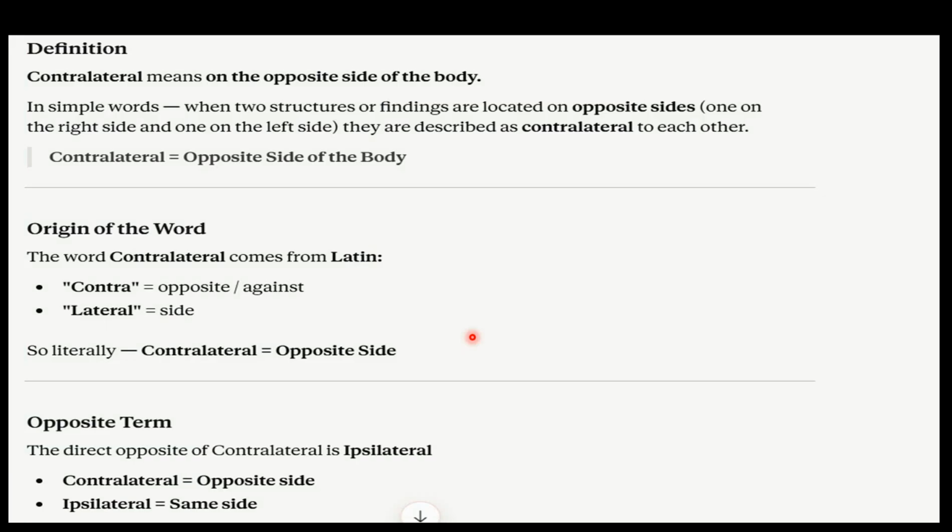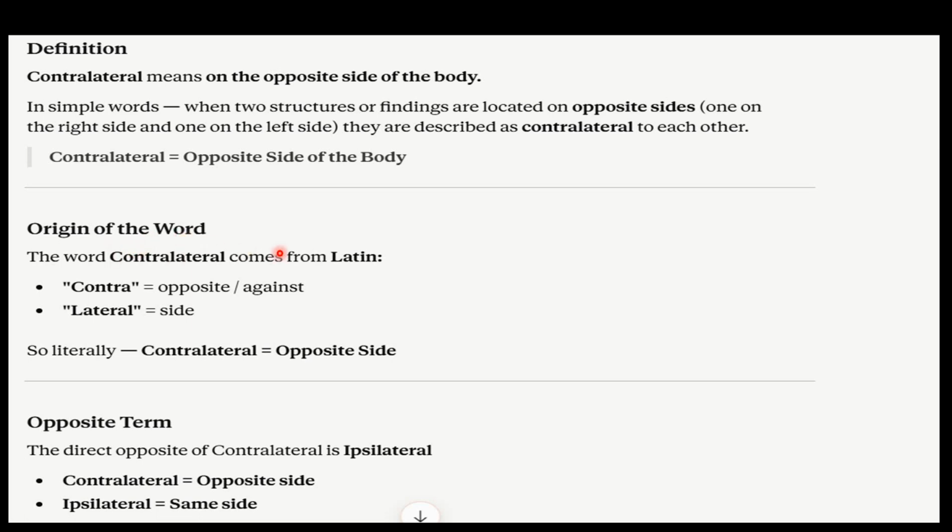Alright, so let's start with the definition itself. What is contralateral? Contralateral means the opposite side of the body. Okay, so in simple words, when two structures or findings are located on opposite sides, like suppose some structure is on the right side and another structure is on the left side, then they are described as contralateral to each other. Okay. So contralateral means opposite sides of the body. A few things on one side and a few things on the other side. So you can conclude that contralateral means the opposite side of the body.